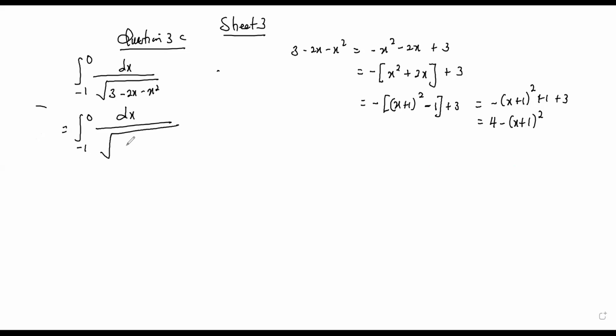The root of 4 minus x plus 1 squared. So which form is this? If you look at our format, this is that form which had a squared minus x squared, where we said we'll be letting our x be equal to a sine theta. Now what is our x? A is 2, and it's not just our x, but our x plus 1. So it's 2 sine theta.